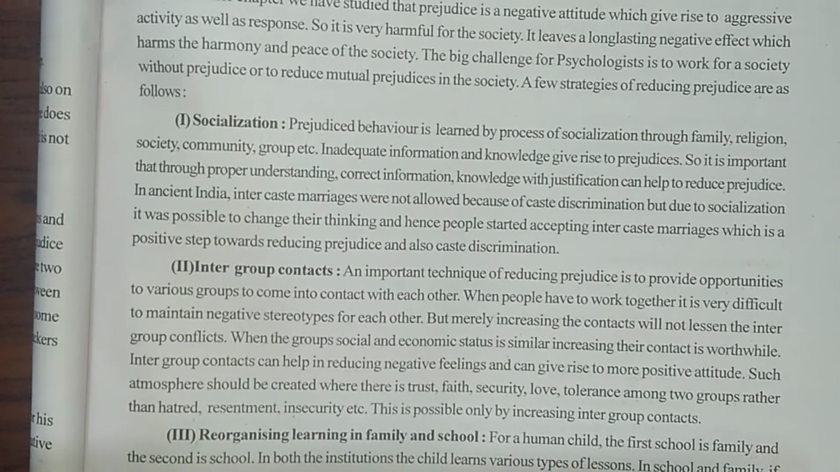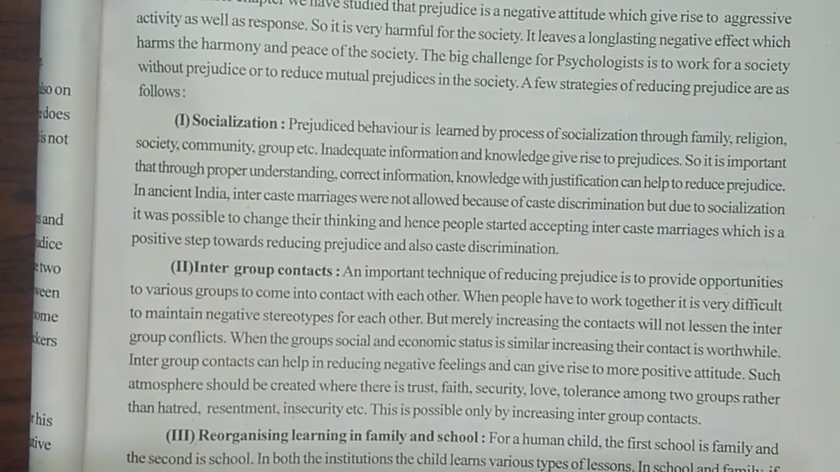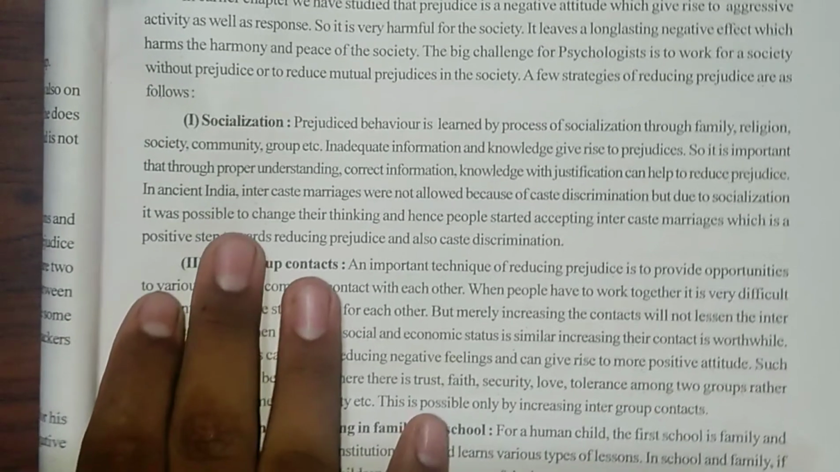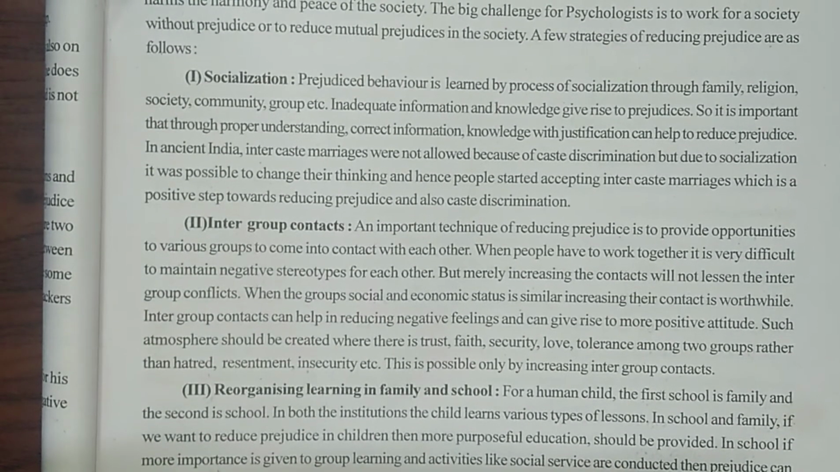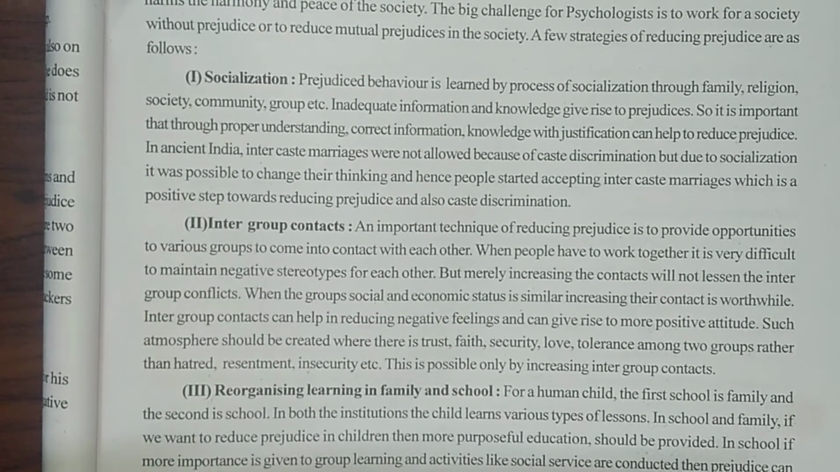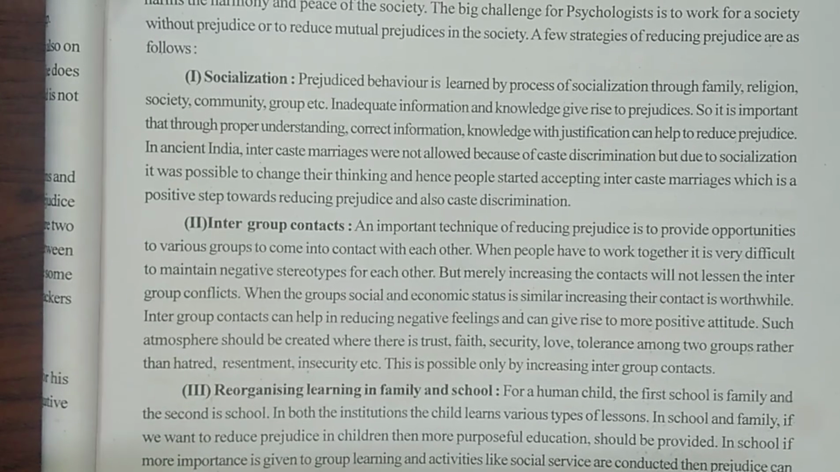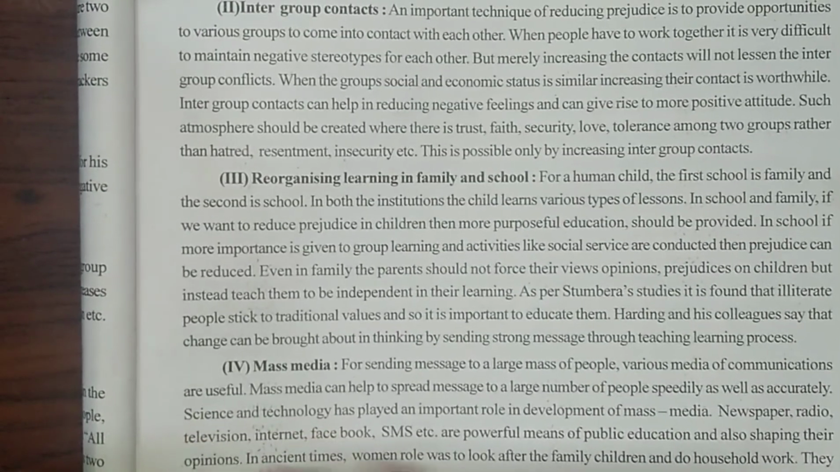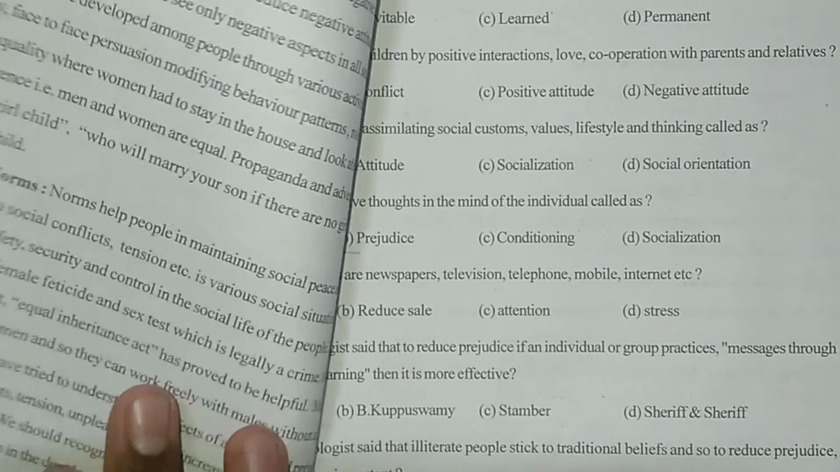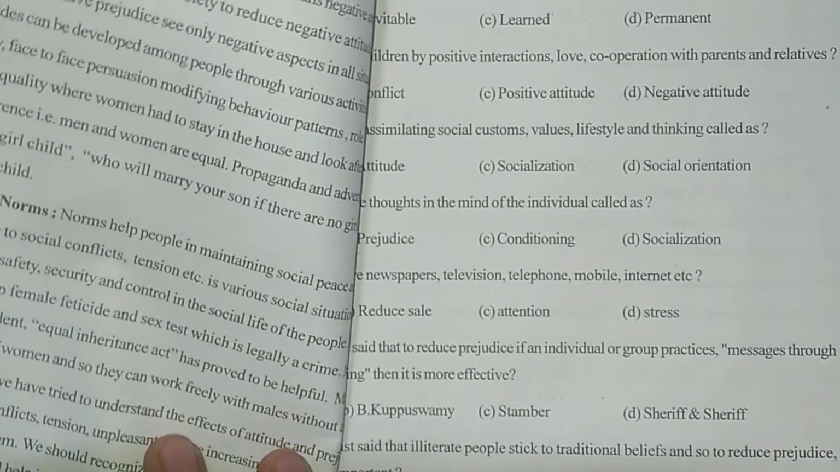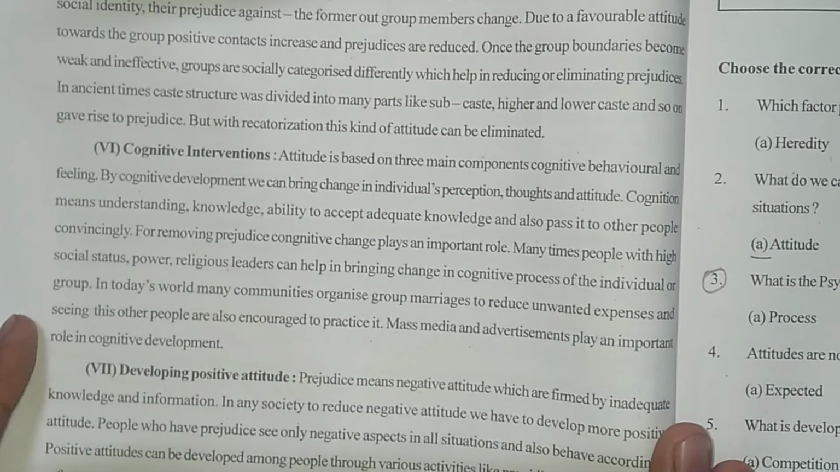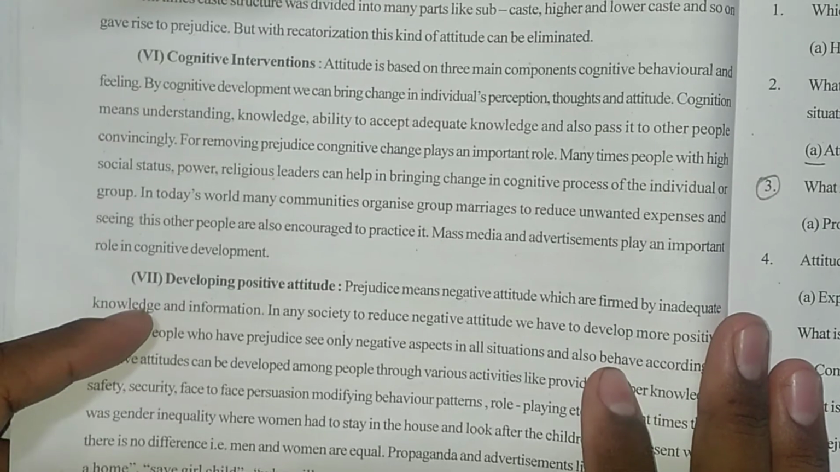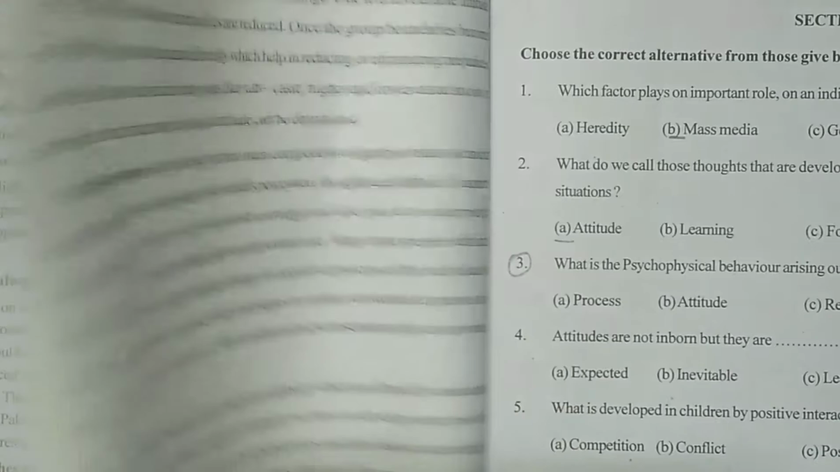The big challenge for the psychologist is to work for a society without prejudice, or to reduce the mutual prejudices in society. A few strategies of reducing prejudice are as follows: socialization, intergroup contacts, reorganizing learning in family and school, mass media, recategorization, cognitive interventions, developing positive attitude, and through norms. I will read all these in detail.